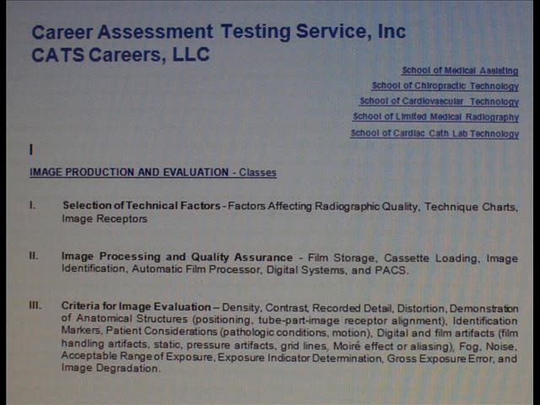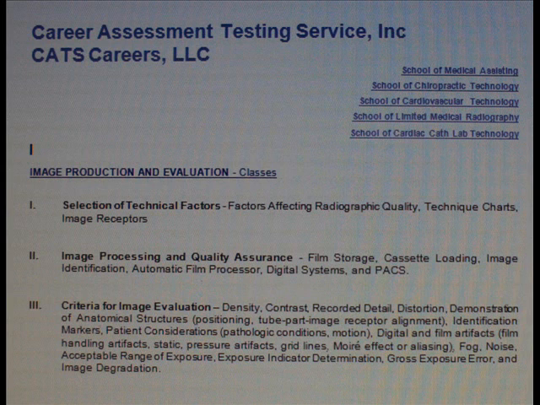Criteria for image evaluation. We're going to cover density, contrast, recorded detail, distortion, demonstration of analytical structures, such as positioning, two-part image receptor alignment, identification markers, patient considerations, and these are the conditions I was mentioning earlier. The pathologic conditions are the actual diseases we're going to cover that do affect the quality of your image. Also motion, and we'll go into that.